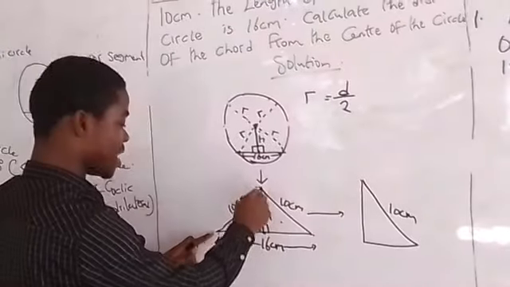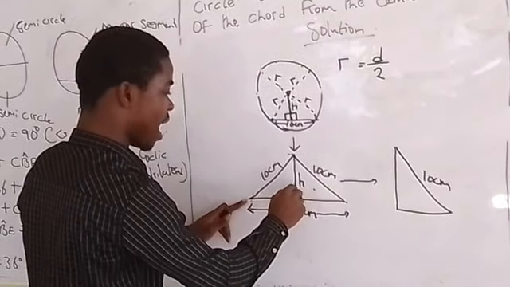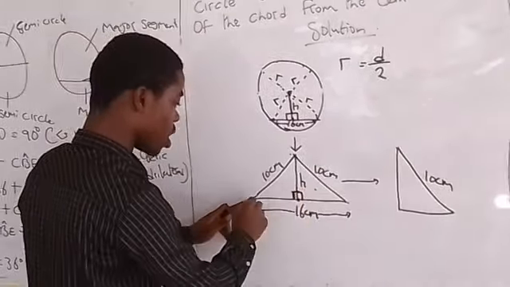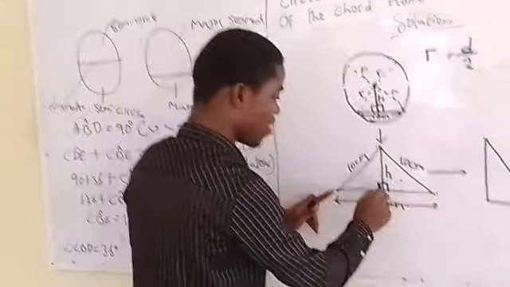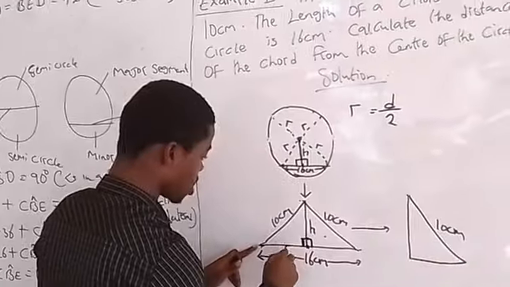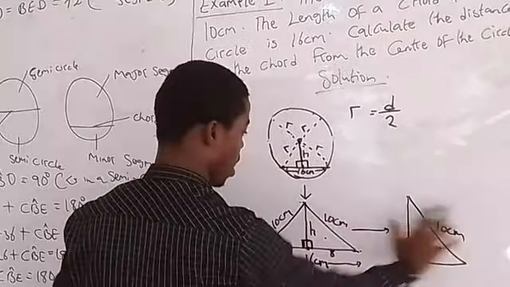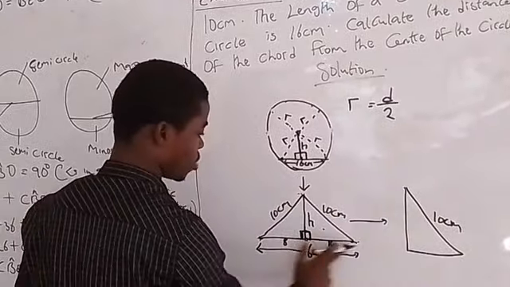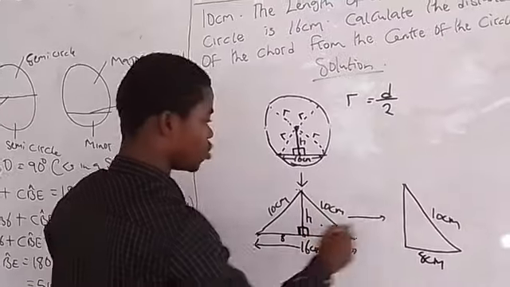Don't forget that this line is perpendicular. It means from here to here is 90. From here to here is 90. And this line bisects the chord at equal distance, equidistance. If from here to here is 16, if I divide it by 2, from here to here is what? 8. From here to here is what? 8. So that means if I'm taking one part of the triangle, if from here to here is 10 centimeters, then from here to here is what? 8 centimeters. And I'm asked to find the height, which is what?